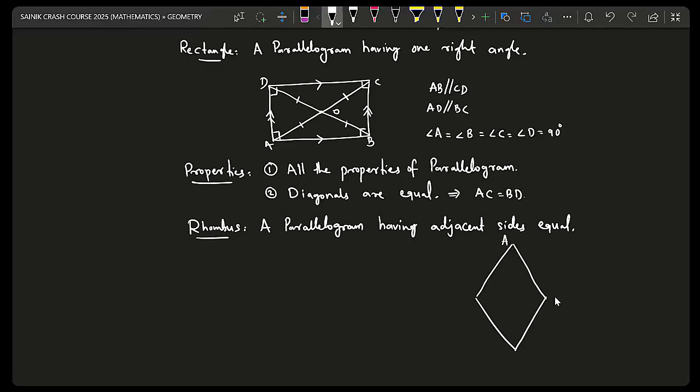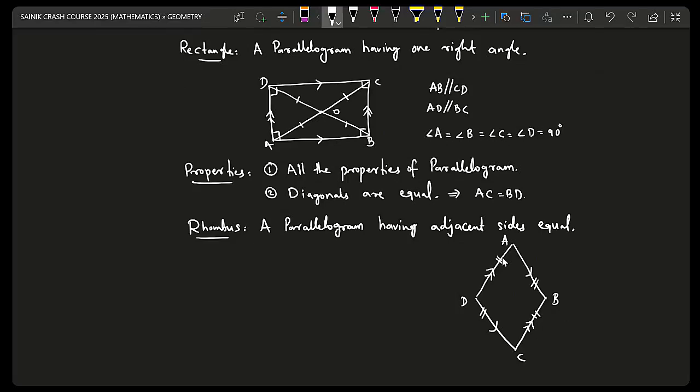Let us say this is A, B, C, D. So DC is parallel to AB and DA is parallel to CB. And what happened? Two adjacent sides became equal. Whenever two adjacent sides are equal, automatically all are equal. Why? Because opposite sides are equal in a parallelogram. If any two adjacent sides are equal, all the sides are going to be equal. So you can say in a rhombus, all sides are going to be equal.